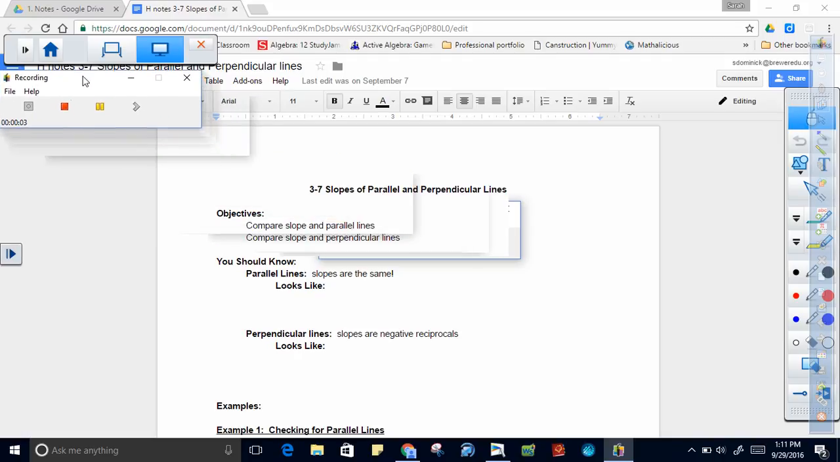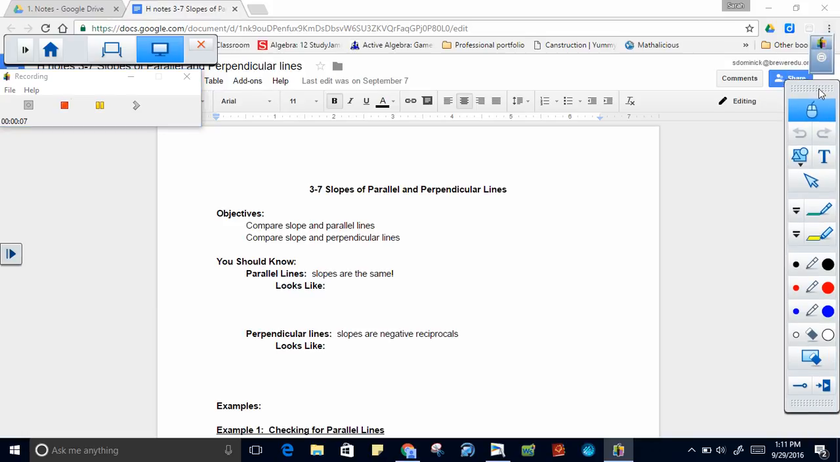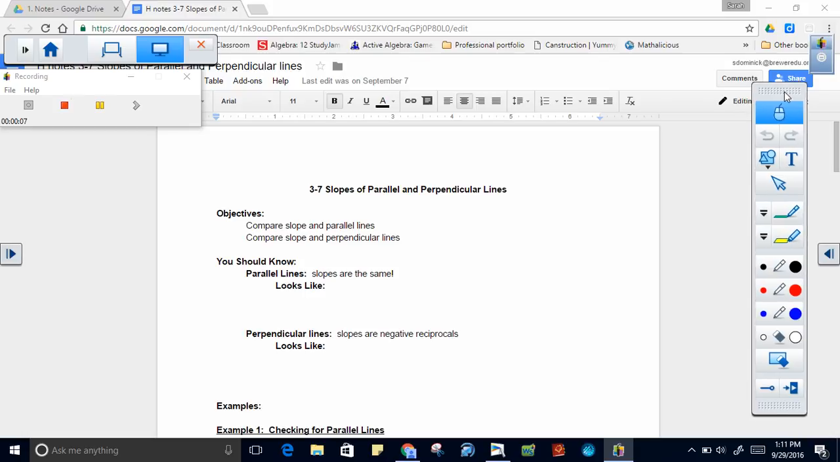Alright, so this video is on 3-7, and it's going to teach you about slopes of parallel and perpendicular lines and how they apply to geometry. It's a review for some algebra concepts as well. So hopefully when you're done taking notes today, you will be able to compare slope and parallel lines and compare slope and perpendicular lines.